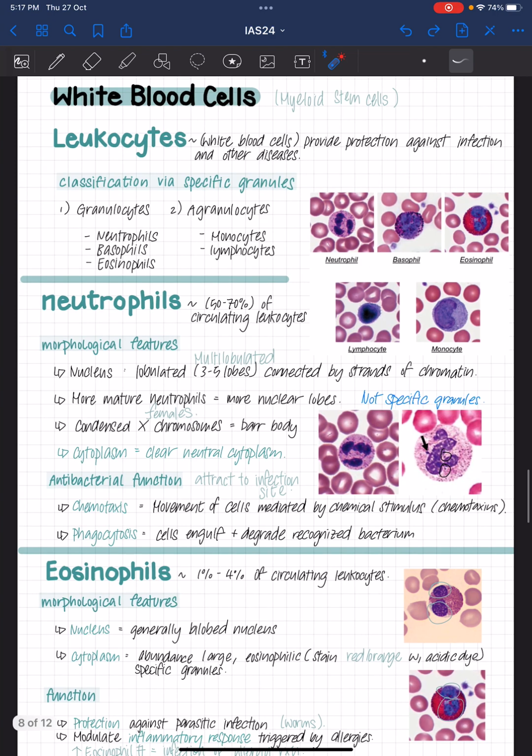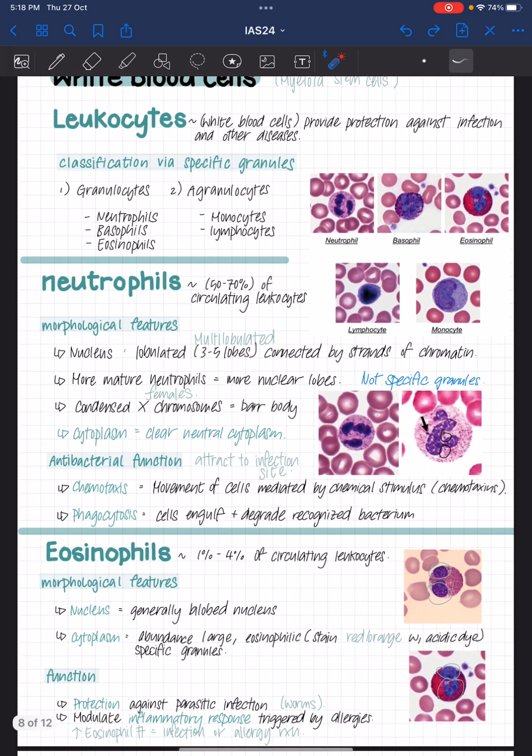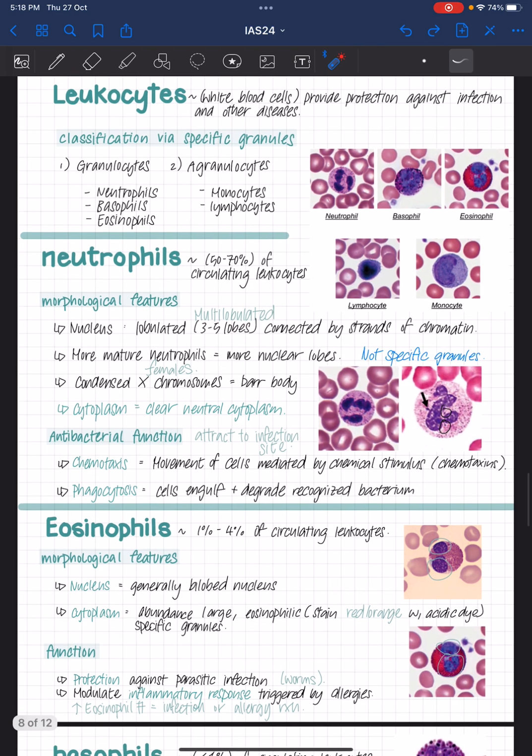Moving on to leukocytes, or white blood cells, we're only going to be talking about the leukocytes formed by myeloid stem cells, which are neutrophils, basophils, eosinophils, and monocytes. Lymphocytes are from the lymphoid stem cells. So leukocytes provide protection against infections and other diseases. So it contributes to our immune system. They can be separated into 2 types. These are the granulocytes. They have granules, as you can see the dots inside. Then we have the agranulocytes, which are the lymphocytes and the monocytes.